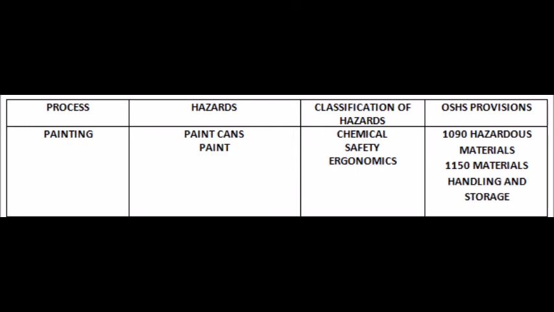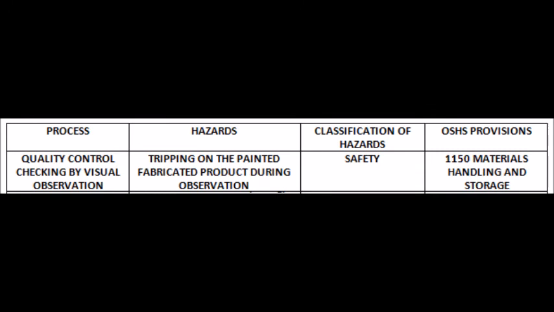For this process, the classification of hazards are chemical, safety, and ergonomics. The OSHS provisions for this process are number 1090 hazardous materials applied for the paints, number 1150 materials handling and storage. For this process, the classification of hazard is safety because you may trip on the painted fabricated product during the observation. The OSHS provision for this process is number 1150 materials handling and storage.